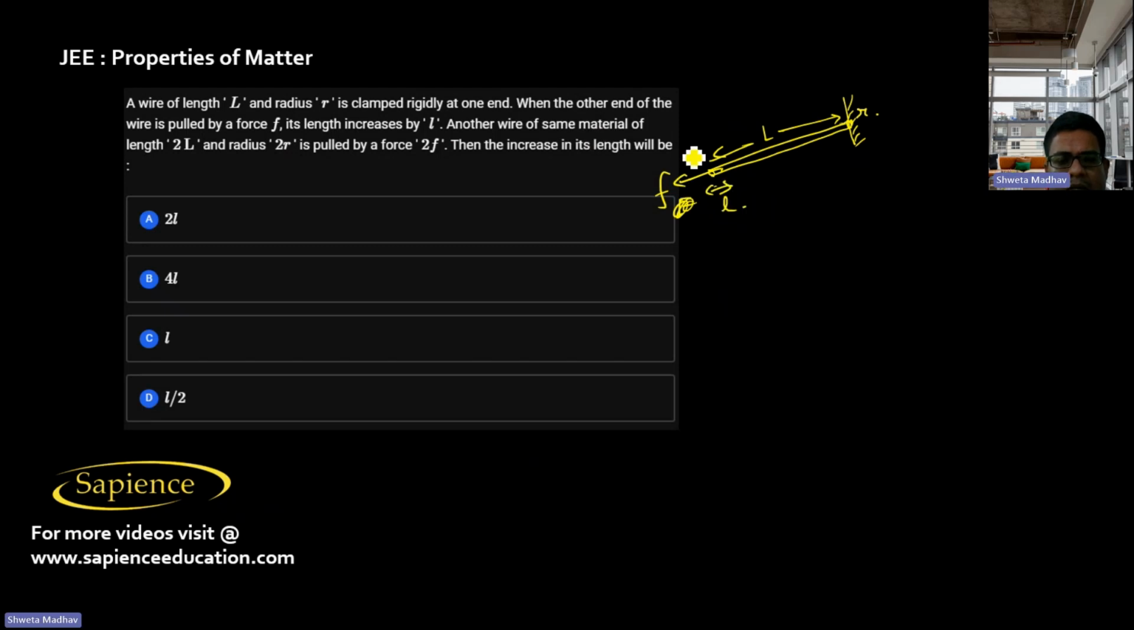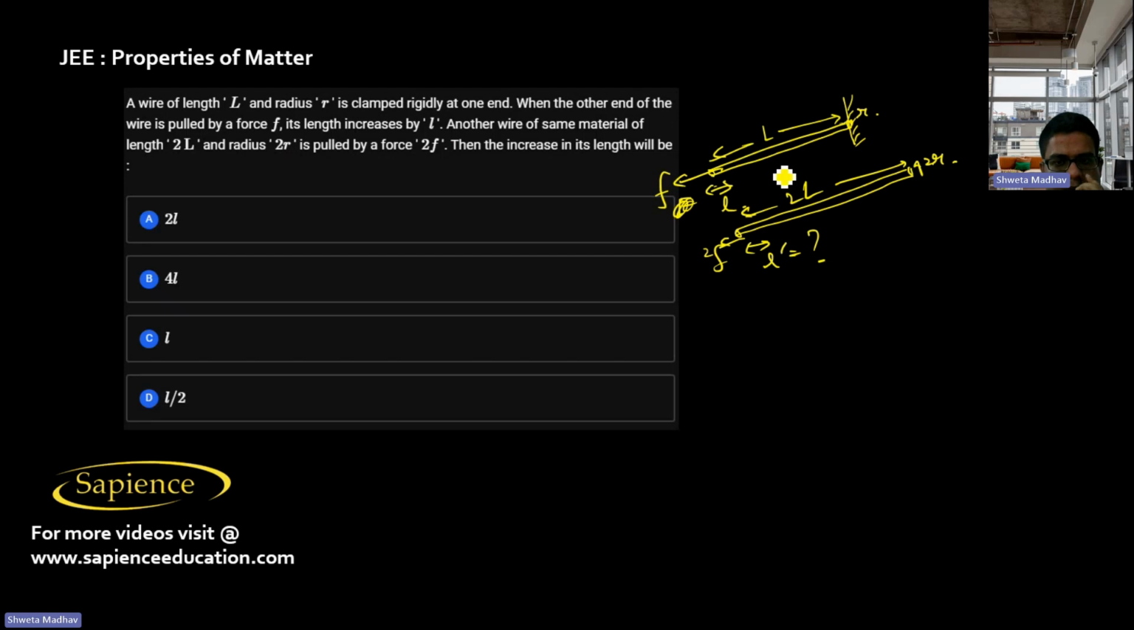And another wire of the same material and having length 2L and radius 2r is pulled by a force 2F. Then the increase in the length, L dash, will be how much we have to find.